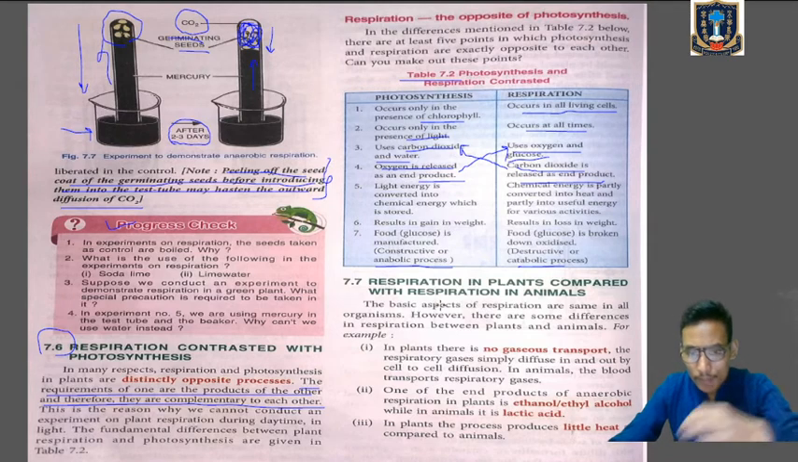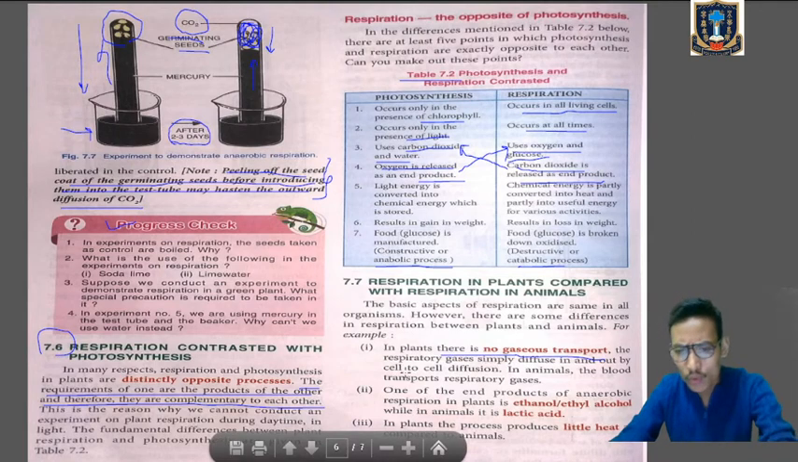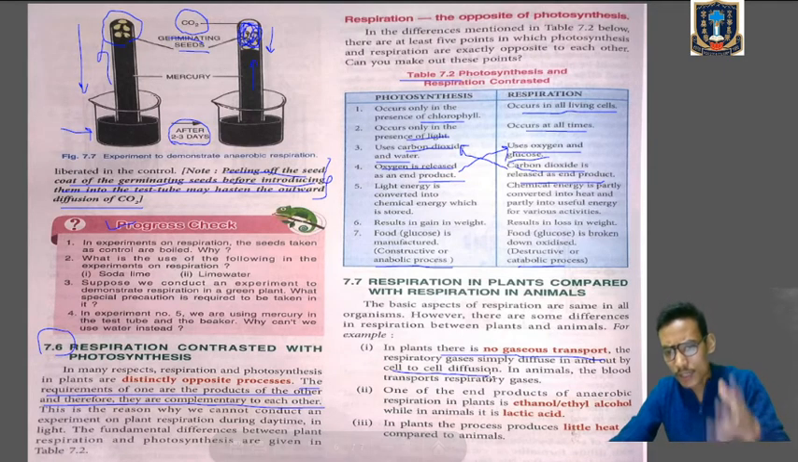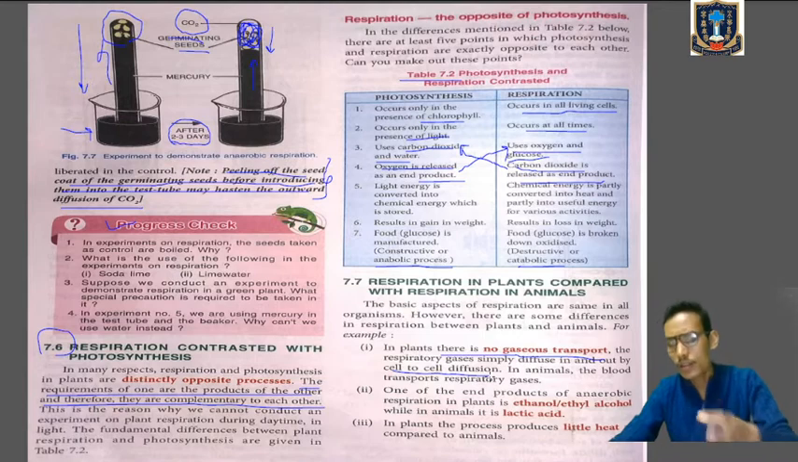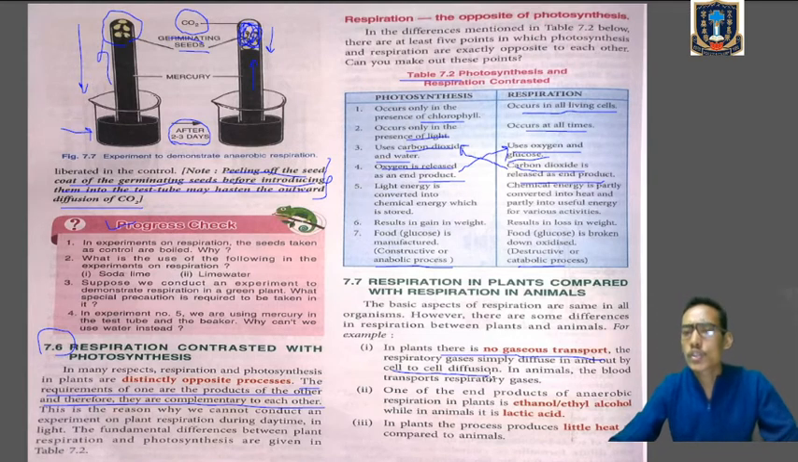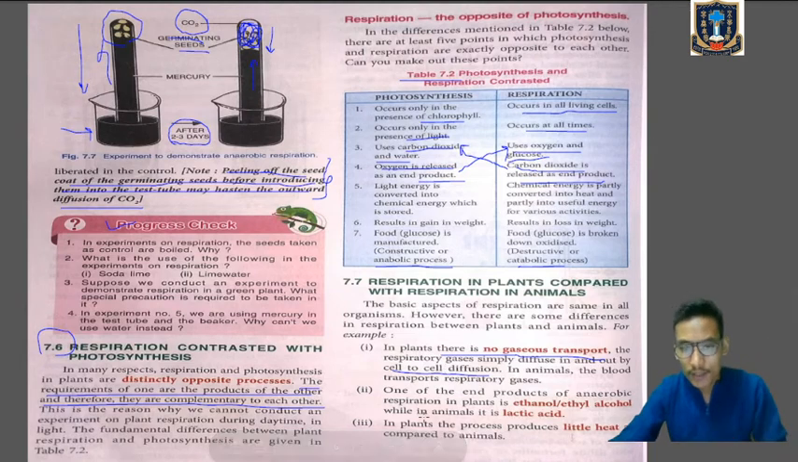Now let us compare the process of respiration in plants and animals. In plants there is no gaseous transport. The gases will simply diffuse through cell to cell diffusion. In animals the blood will transport the respiratory gases, but in plants there is no such chemical or fluid which will help in the transport of gases. So in plants there will be cell to cell diffusion of gases.